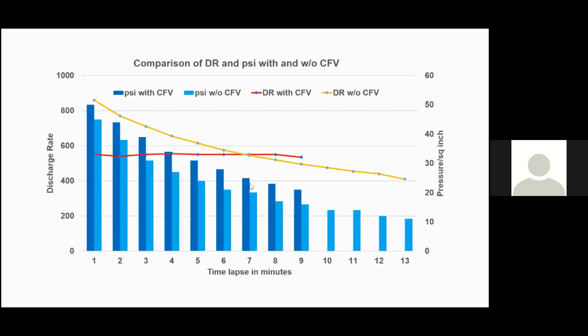But in case we don't use the CFE, you can see that the discharge rate is going down, and the pressure is also falling, but there is no stoppage when we don't use CFE. So there will be a varying amount of insecticide being put on the wall when we don't use CFE, and it will affect the efficacy of the insecticide and the vector control intervention.